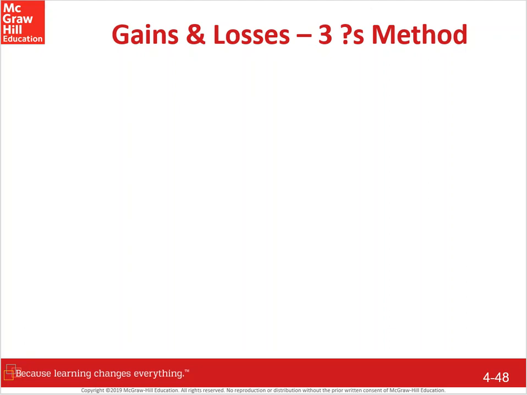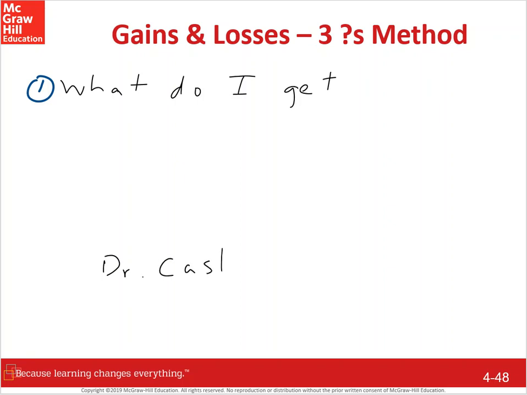We're going to ask ourselves three questions. So question number one, what do I get? So in this case, you're selling land for $6,200 of cash. So what do you get? You get cash. So we're going to debit cash. How much? It was $6,200, right? Okay. Then question two.